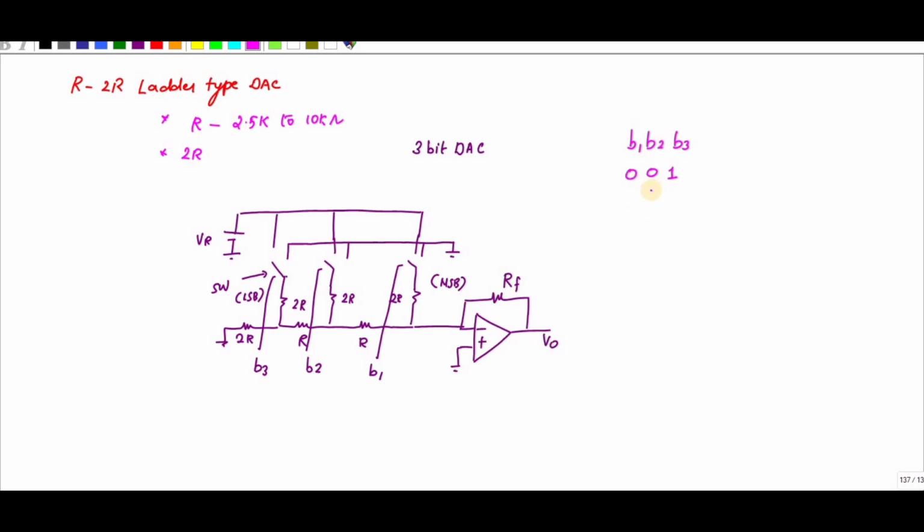Let me assume this is the signal we are passing. This is a binary value, and we need to convert it into an analog value. So if B3 is connected to 1, which means it is connected to this point, and everything else is connected to ground, this is how it is. So let me redraw this diagram.